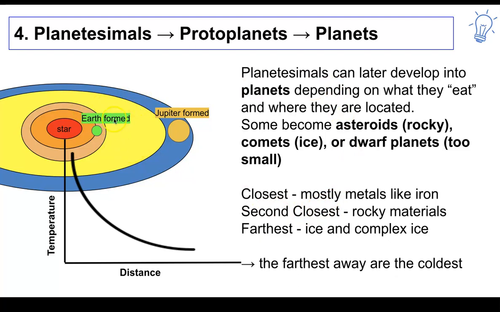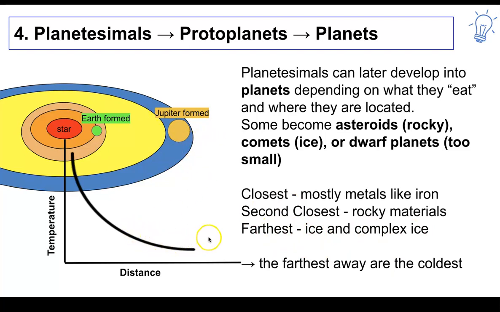The second closest area, so this region out here, we get more rocky materials. So that's sort of where Earth formed. We get a lot of rocky materials, still some metals like iron, but actually not a lot of water, kind of weird, and very little other gas and dust, because the star actually kind of pushes that away and burns that up until this area where there's this thing called the frost line, the farthest away area where planetesimals are forming.